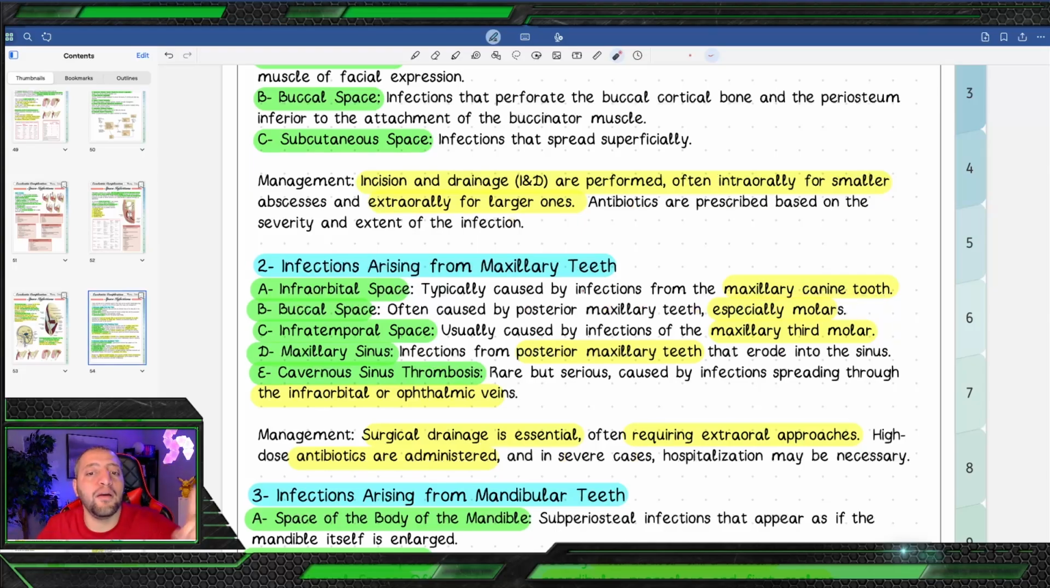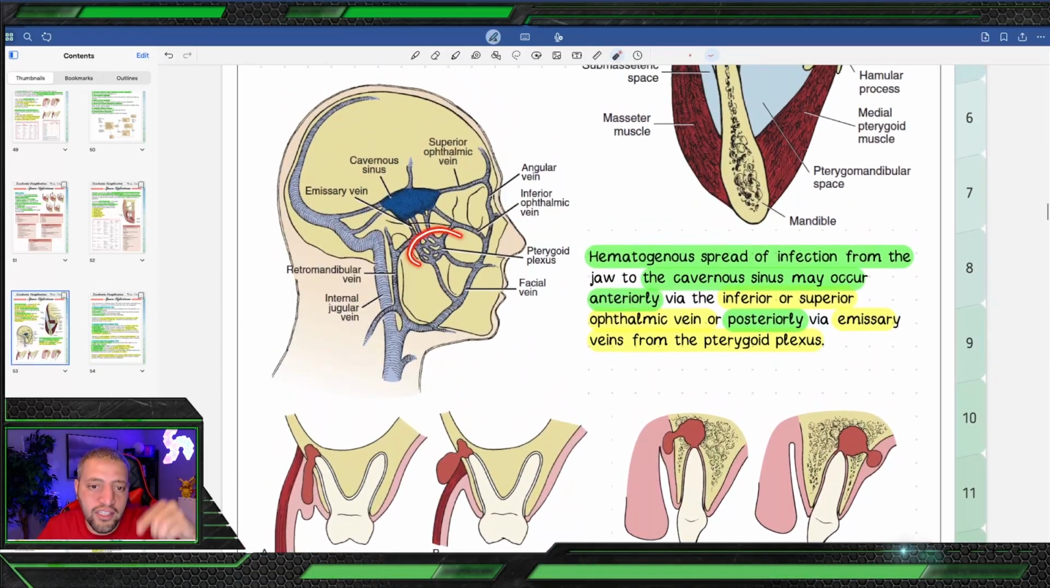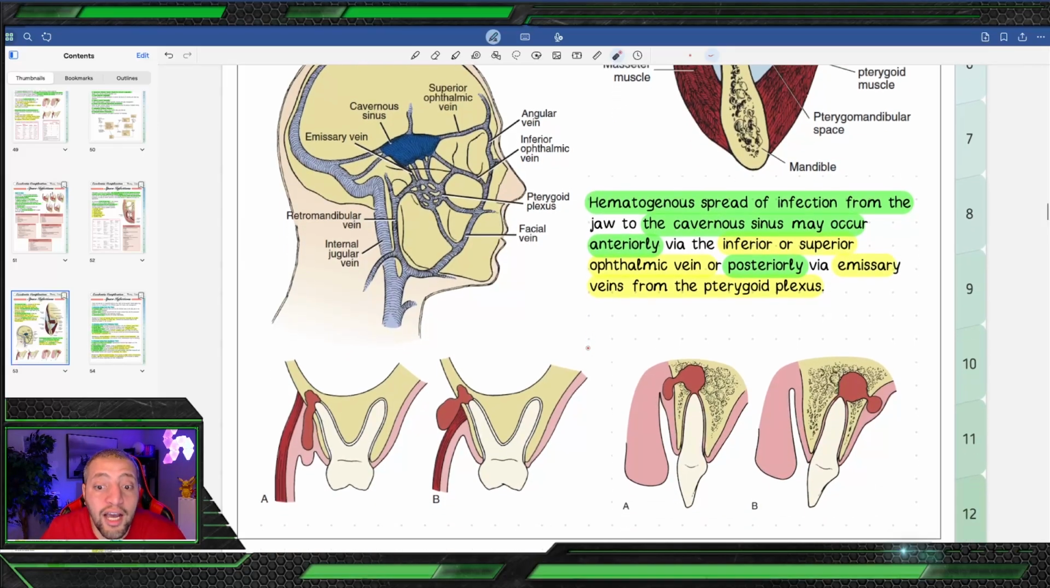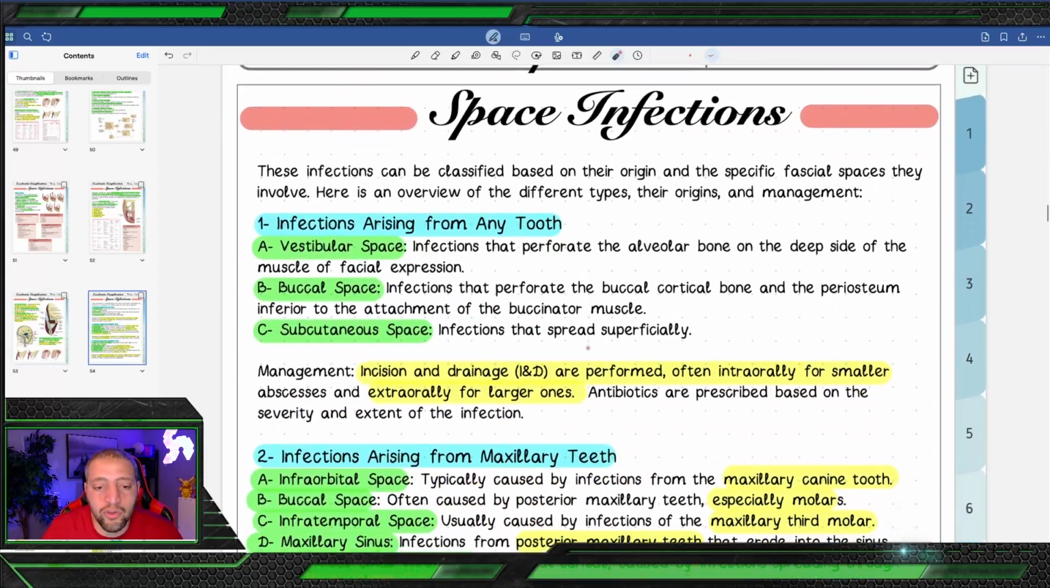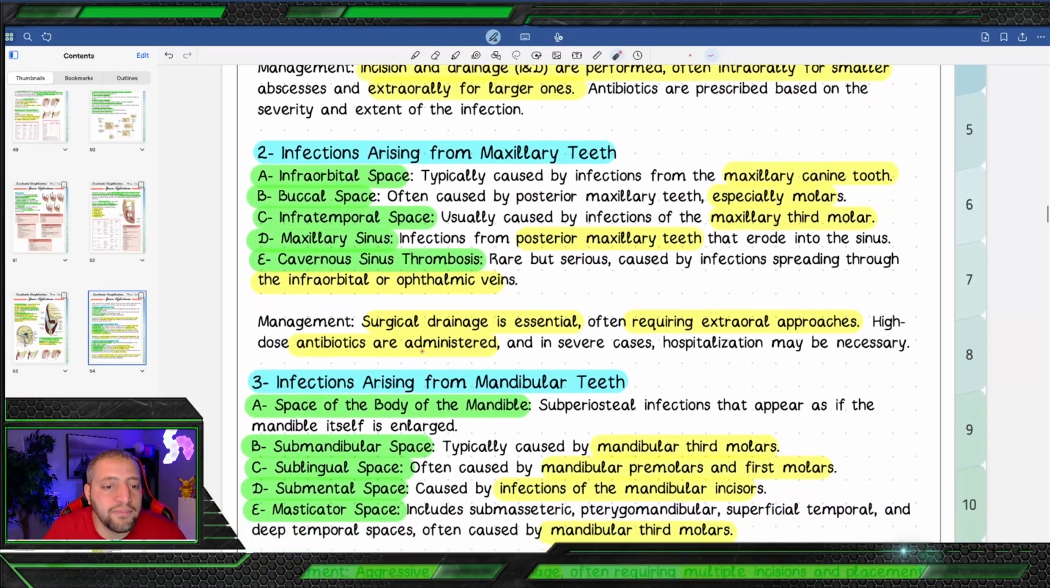If the infection coming inside the cavernous sinus from posterior aspect, it will be coming from maxillary third molars through infratemporal space. Infratemporal space will lead to pterygoid venous plexus, and this will lead to infection here through the emissary vein or pterygoid venous plexus. Okay, so I hope you catch the question now and you can understand it and answer it. I'm not here to let you memorize the answer. I would like you to understand it and visualize it.